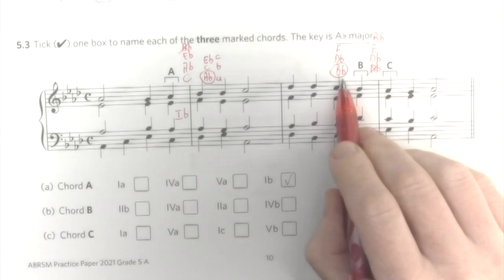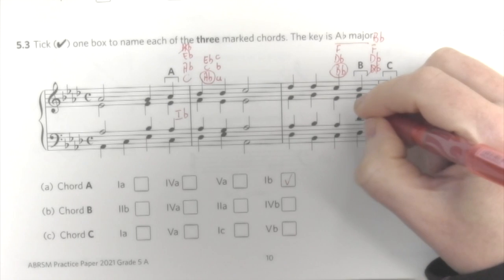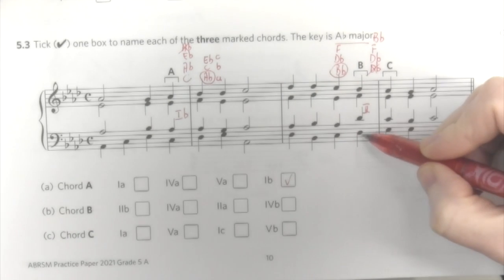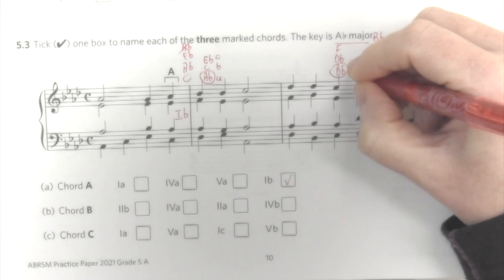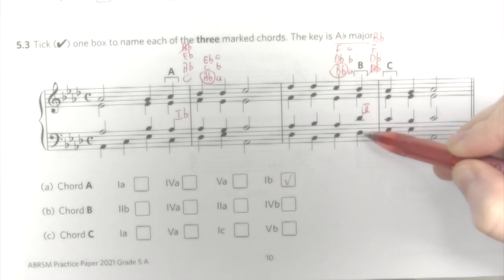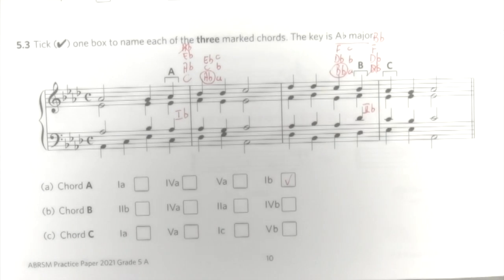The bottom note is B flat, which for A flat major is the second degree. Okay. Now, at the bottom of this chord, do we have B flat, D flat, or F? I think it's D flat. So the answer is 2B. And here it is.